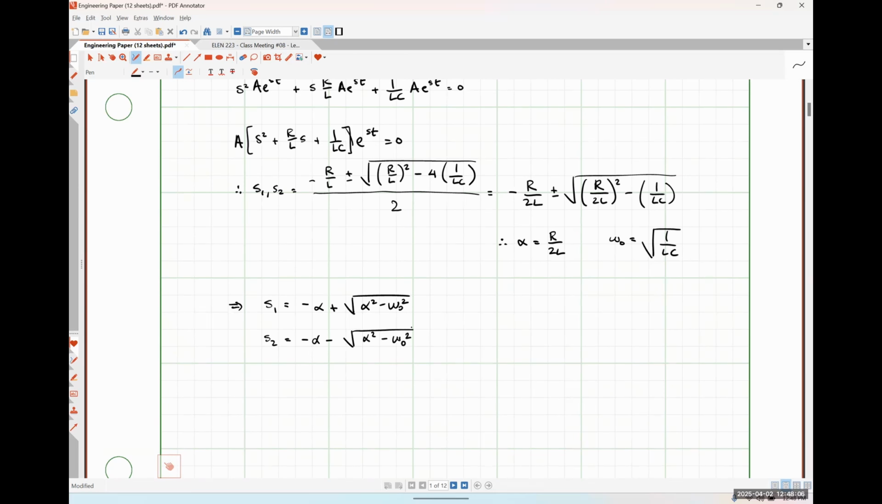And then our definitions for overdamped, critically damped, and underdamped are literally the exact same things as we saw in the last class meeting. So when alpha is greater than omega naught, we have an overdamped system. When alpha is equal to omega naught, we have a critically damped system. And when alpha is less than omega naught, we have an underdamped system, okay?